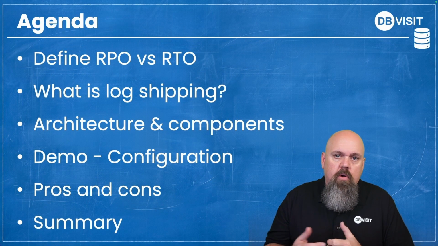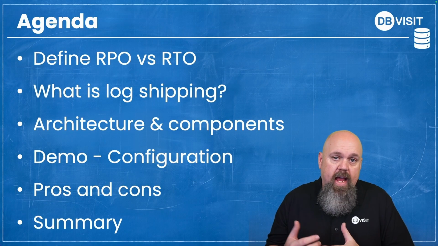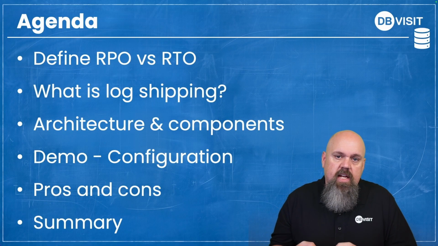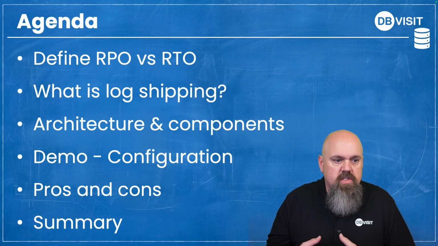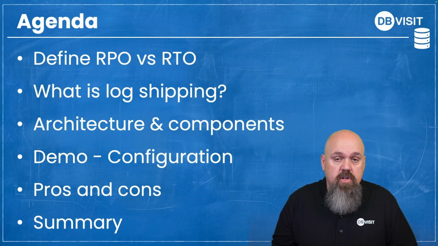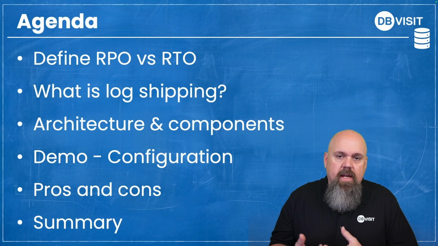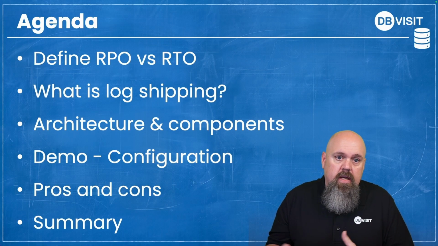So, brief agenda. We're going to talk about RPO and RTO and why those two acronyms are important. We're going to talk about what is log shipping and what the concept means. And then we're going to go over the architecture and components. I'm going to show you a demonstration of setting up log shipping. And then we'll wrap it up with a matrix of pros and cons and a brief summary. And then we'll get you out of here.